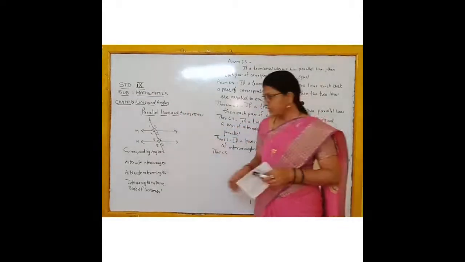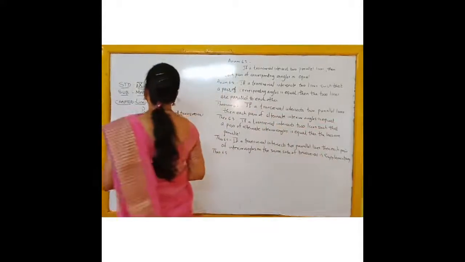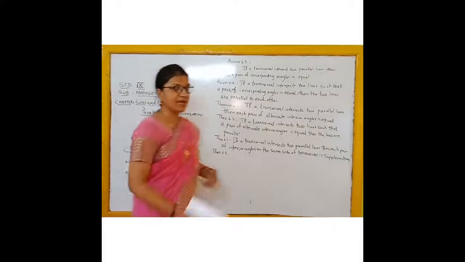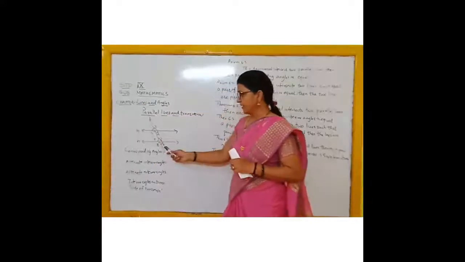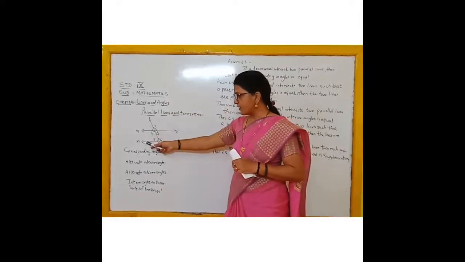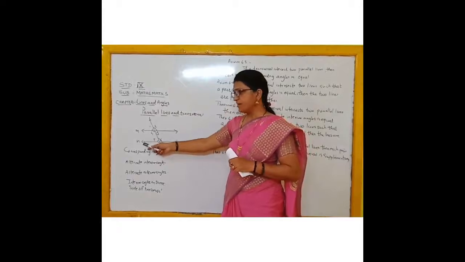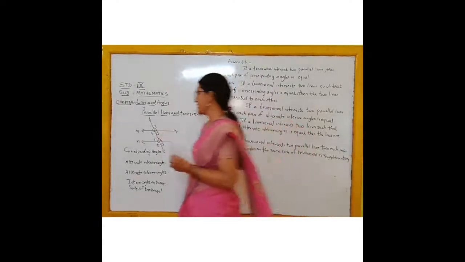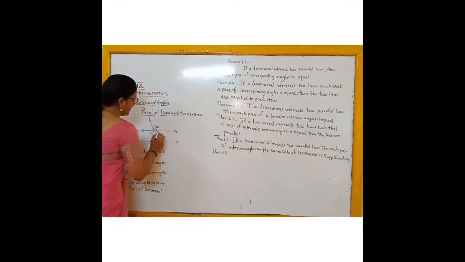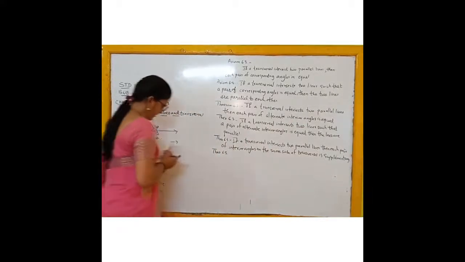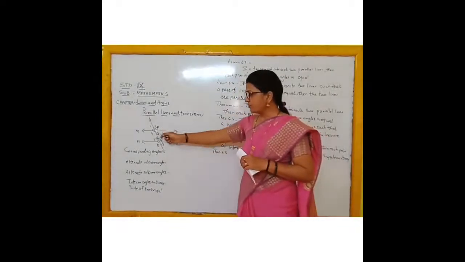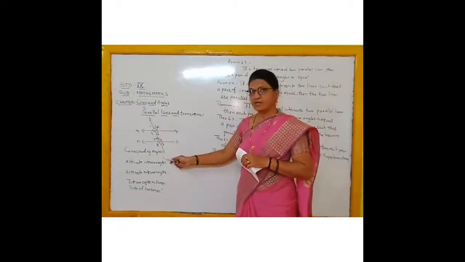Now what is given here? See, this line intersects two lines M and N. The line which is intersecting two lines in two distinct points, here the two distinct points are P and Q, such a line is known as a transversal.